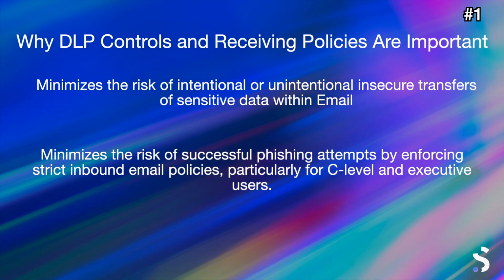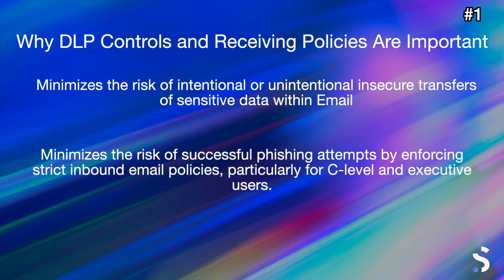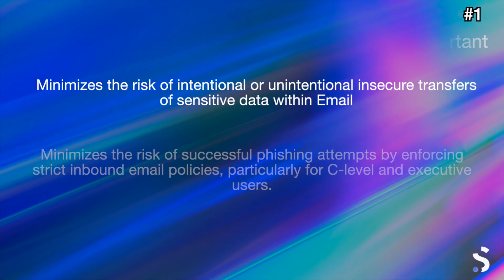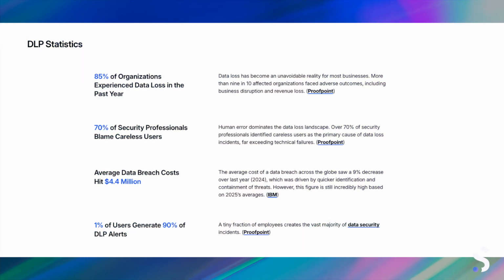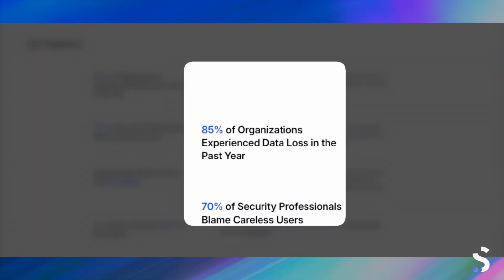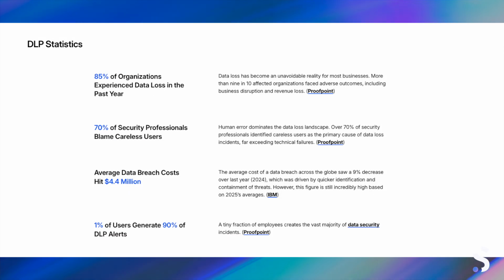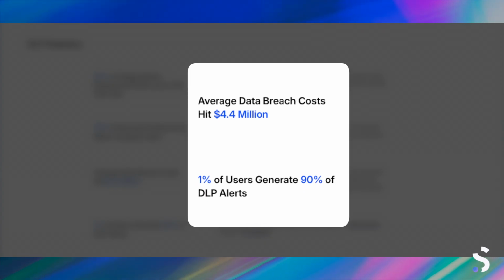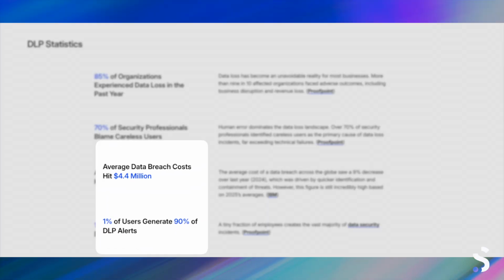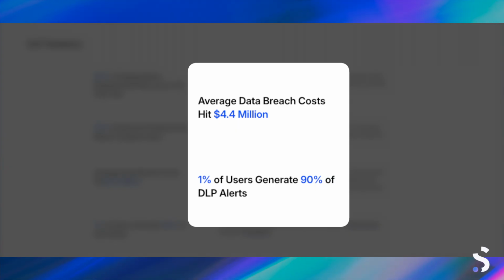Strong receiving policies also reduce phishing risk by blocking rogue senders and malicious inbound content before it reaches users. Recent DLP statistics show that 85% of organizations experienced data loss in the past year, including SMBs. Even more concerning, just 1% of users typically generate 90% of DLP alerts, highlighting why visibility and enforcement are critical.